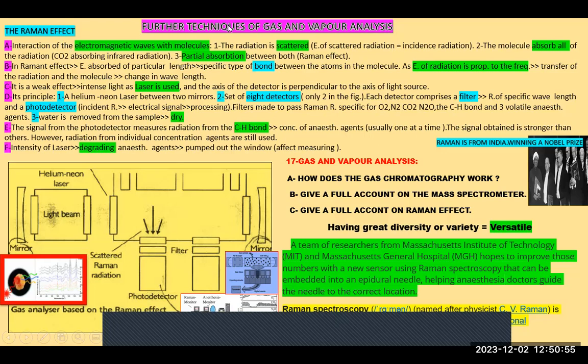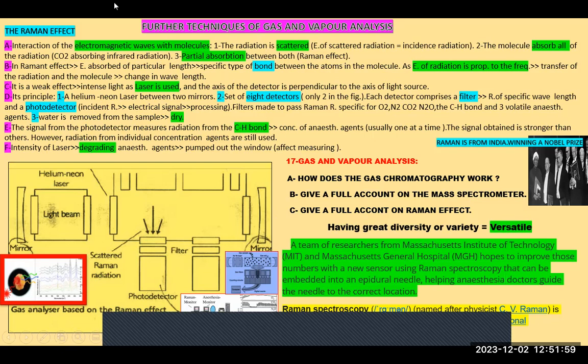The last apparatus, considering the further techniques of gas and vapor analysis, is the Raman effect. Raman was an Indian physicist who won the Nobel Prize. It is based on the fact that whenever electromagnetic waves are subjected to molecules, either they are scattered, where the energy of the incident radiation equals the energy of the radiation leaving. So this is one of the things that can happen. The second is that the molecule can absorb this radiation completely, as carbon dioxide does in infrared analysis. The last is a partial interaction, meaning that most of the radiation is scattered and only a very small amount is absorbed, maybe 1 in 10 million of the rays. So this is why we call it a weak response.